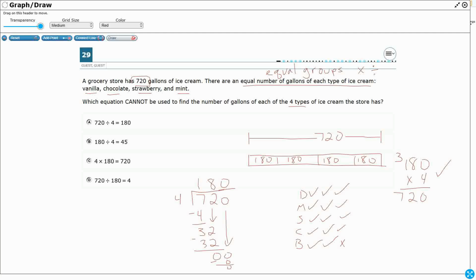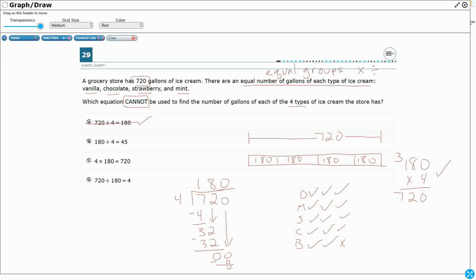Now, we need to find which equation cannot. Now, here's the distractor here. If we're not paying attention, look what the very first answer is. 720 divided by 4. That's exactly what I just did. This 100% works. And I bet if students got this wrong, they weren't paying attention to this word cannot, and they selected it because that's probably the easiest operation or the easiest representation of this equation that we could use, and that's not our answer. We need to find the one that does not work.